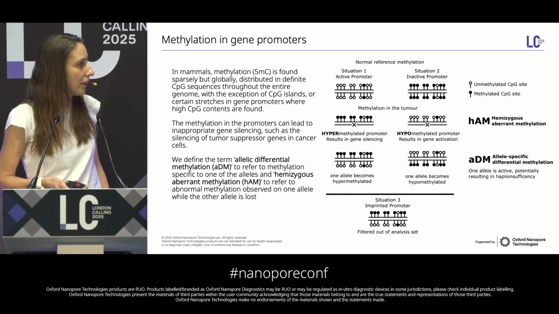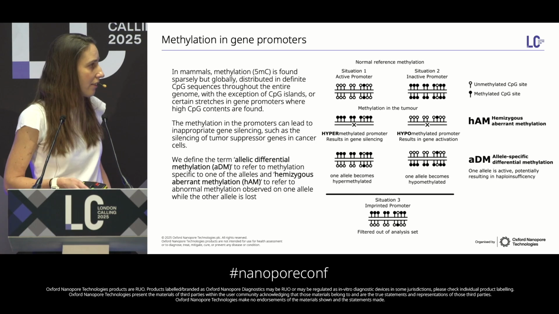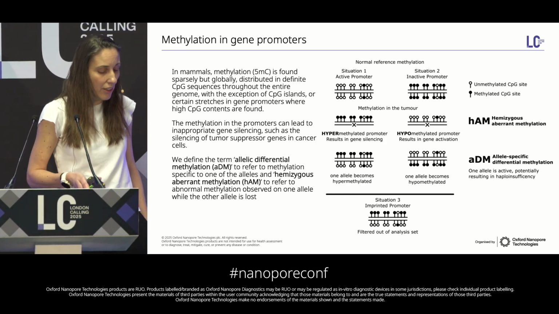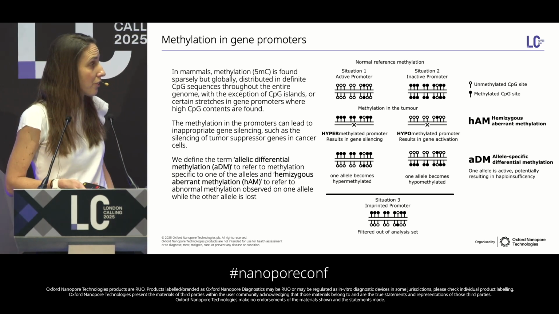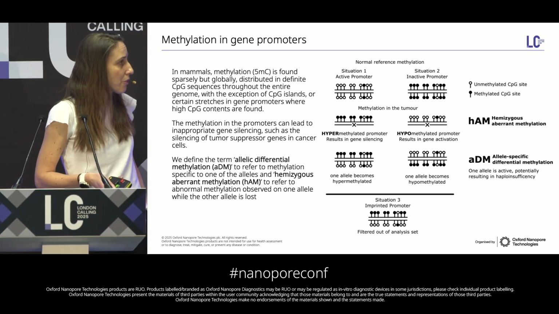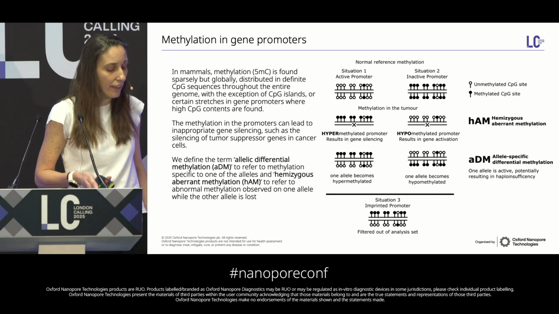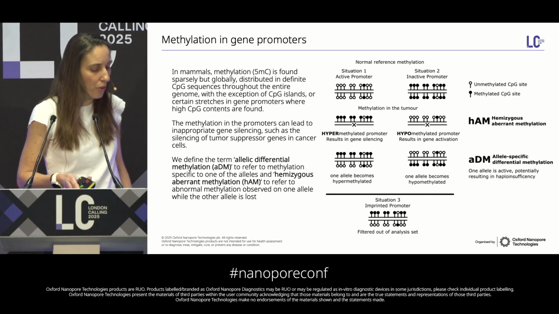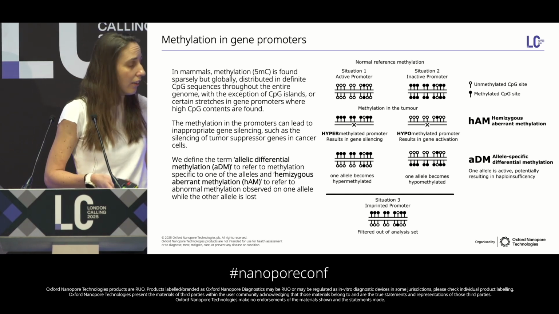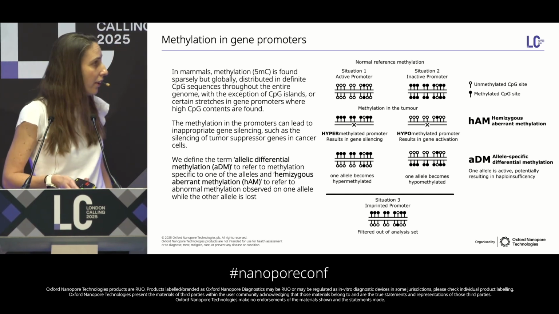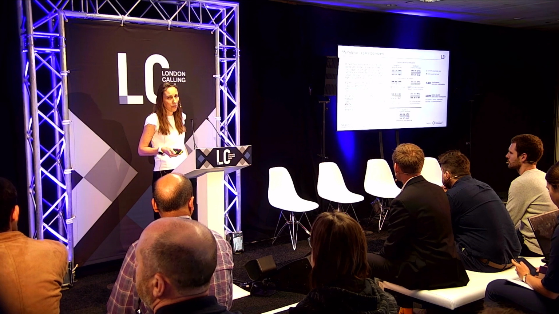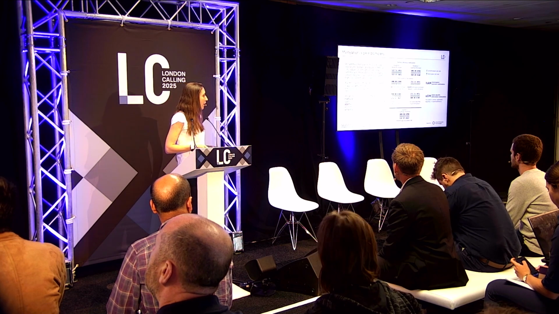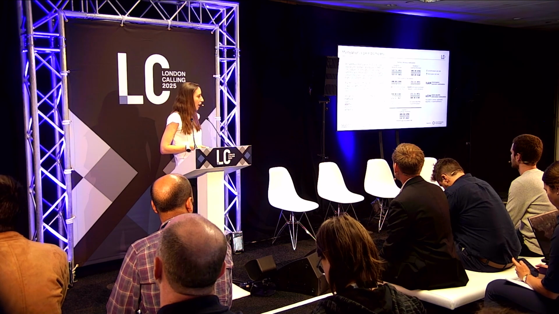It is also possible in the tumor that only one of the alleles is hypermethylated, while the other allele remains hypomethylated. This can result in haploinsufficiency. There are also promoters which are inactive in normal tissues, so both of the alleles are hypermethylated. In the tumor we see that one of the alleles becomes hypomethylated while the other allele is lost, which leads to gene activation. We can also see that one of the alleles remains hypermethylated while the other allele is hypomethylated.